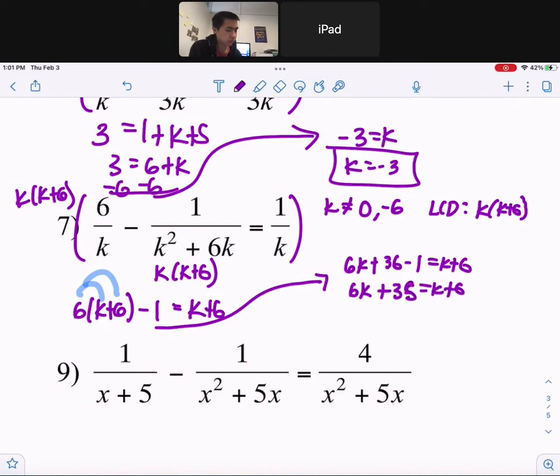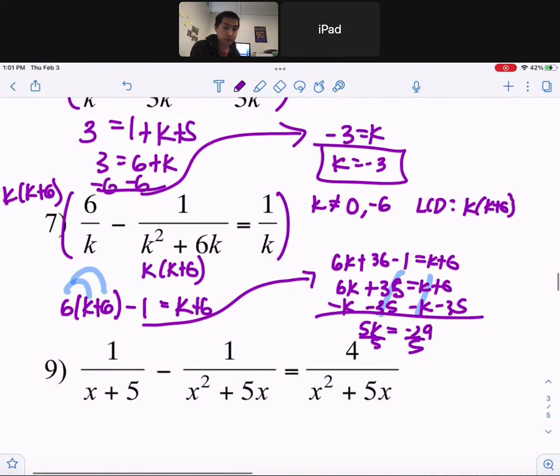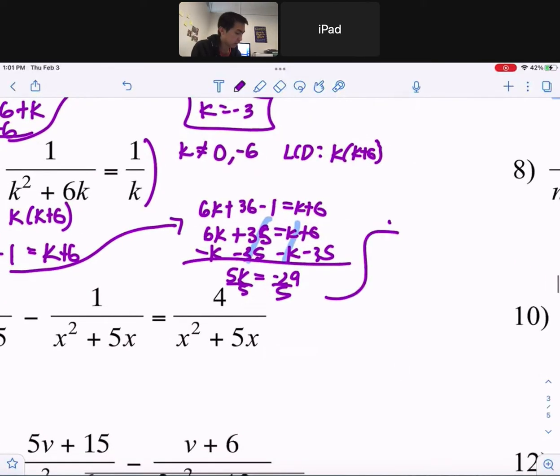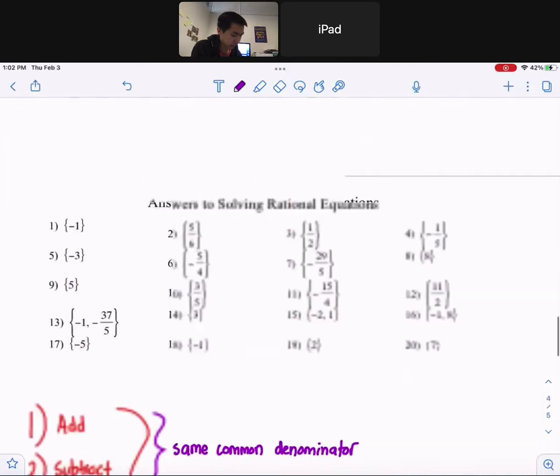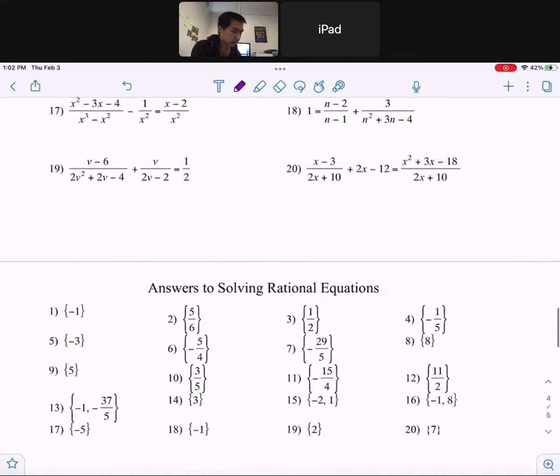And then let's move variables to one side and constants to the other. So I'm going to subtract k from both sides and subtract 35 from both sides, because if we do that, we'll have variables on the left and constants on the right. Divide both by 5, and we're going to have k equals negative 29 over 5. Let me just check that that's good. Number 7, yes it is.